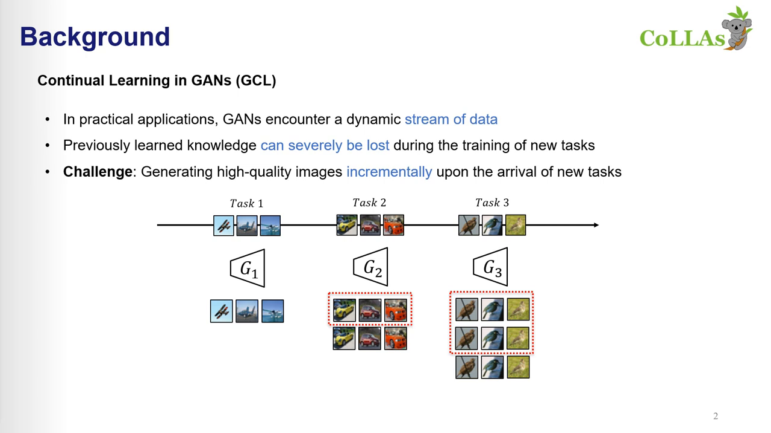In practical applications, GANs encounter a dynamic stream of data. But when we simply fine-tune a GAN for a new task, it can't generate realistic images of previously learned tasks. So the goal of GCL is to incrementally generate high-quality images as new tasks arise like this.